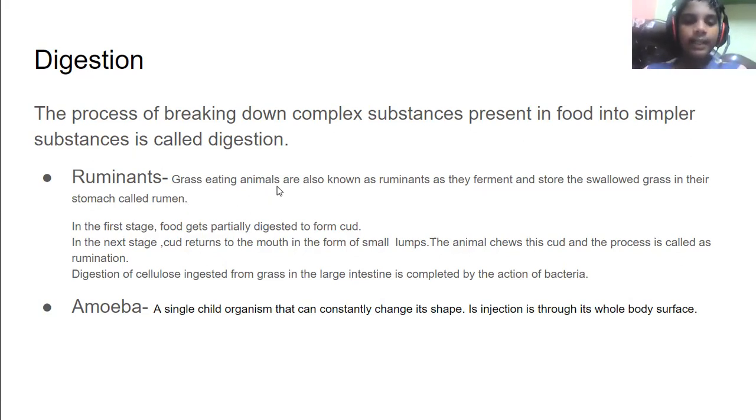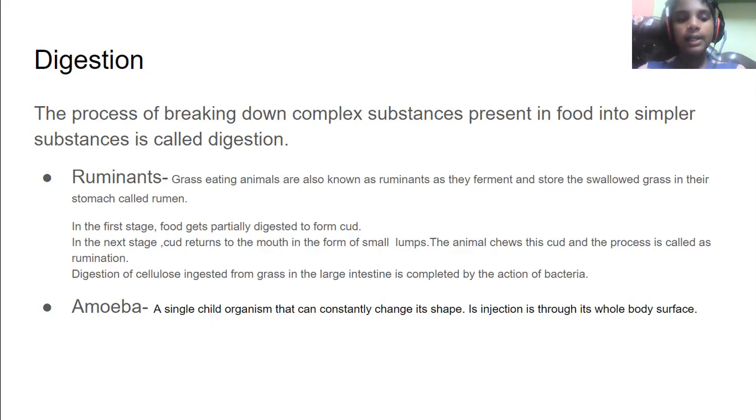Ruminants. Grass-eating animals are also known as ruminants as they ferment and store the swallowed grass in their stomach called the rumen. So their stomach is called the rumen and they are known as ruminants. In the first stage, the food gets partially digested to form cud. So they chew and swallow and gulp. So this portion is now called cud.